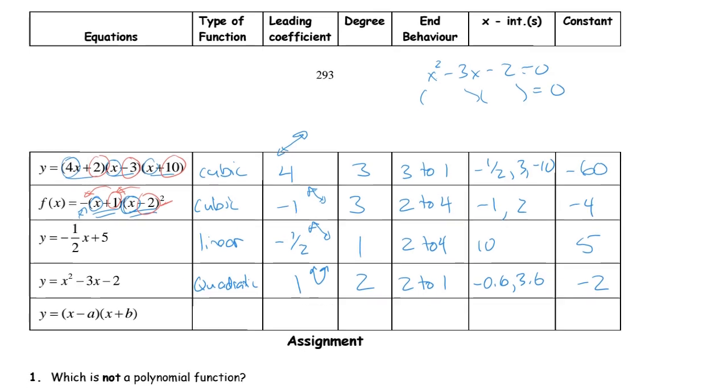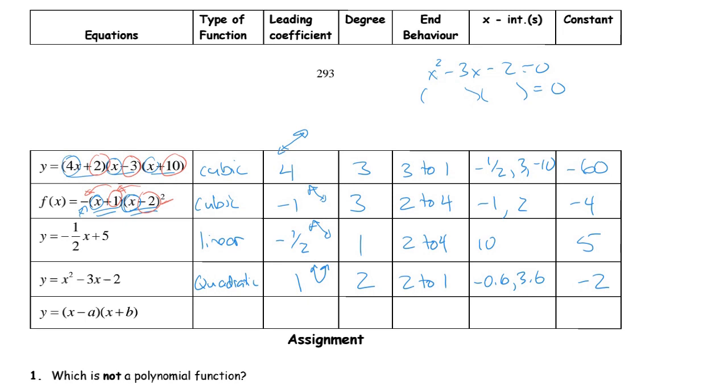Okay. And now one last little question here. What happens if it's a little bit less specific? Well, in this case, I've got x minus a times x plus b. So this is definitely a quadratic. It's got 2 factors, so that's quadratic. It's got to have a leading coefficient. Well, x multiplied by x is just 1x squared, so it's going to be 1. The degree will be 2. Because it's positive 1, this thing opens up here, so this is going to go from quadrant 2 to quadrant 1.